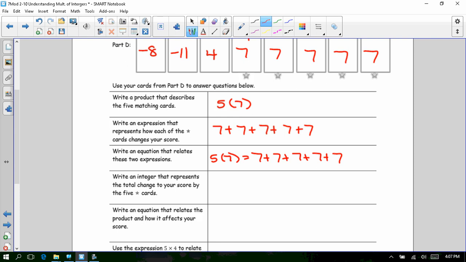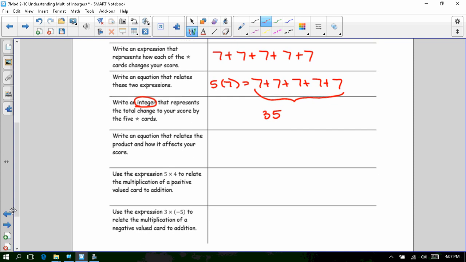Write an integer, right? Write an answer that represents the total of this part here. 7 plus 7 plus 7 plus 7 plus 7 is 35. It adds up to 35, right? Write an equation that relates the product. So 5 times 7 is 35. Okay? So in other words, I can think of multiplication as repeated addition, right?